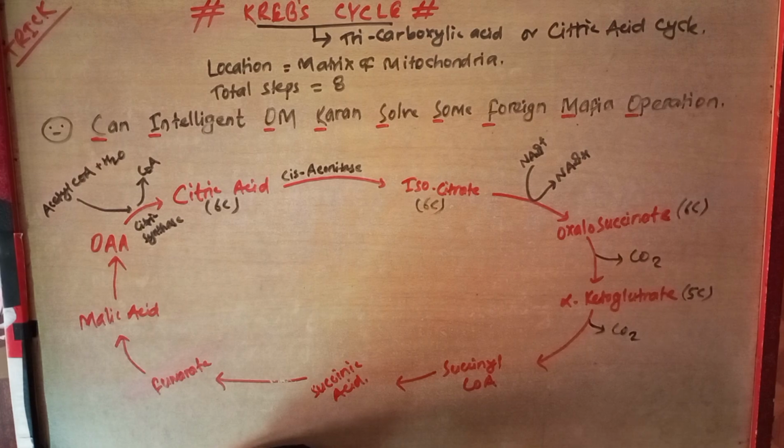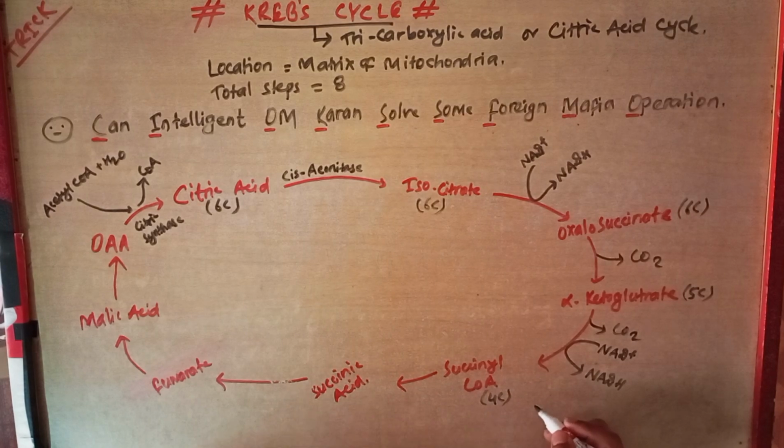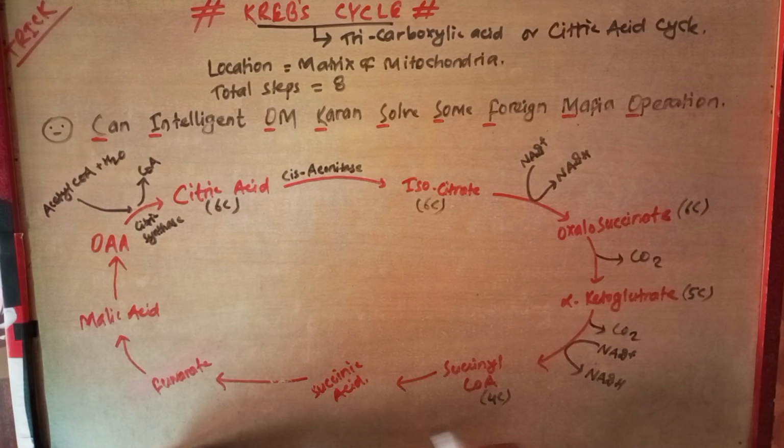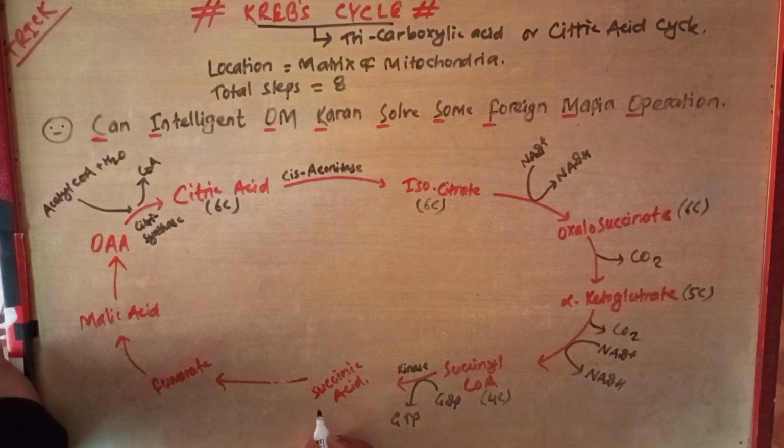gets liberated, and here also NAD plus gets converted into NADH. Now this succinyl coenzyme A is 4 carbon only. So in succinyl coenzyme A, the enzyme kinase is used, and here GDP is converted into GTP. Then succinyl coenzyme A is converted into succinic acid.